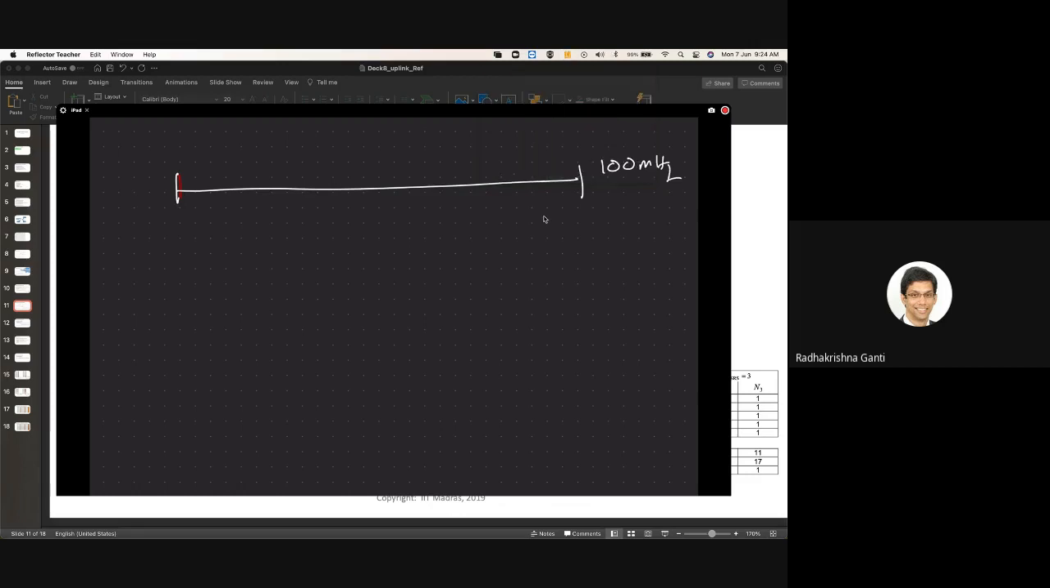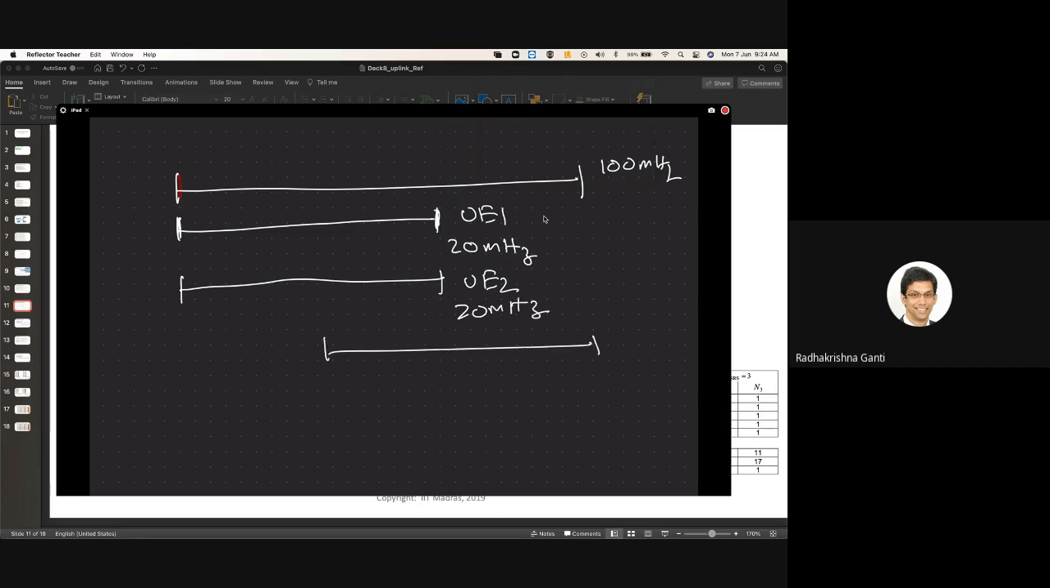In this, a UE might have a bandwidth part. For example, a UE will say that I can support this 20 megahertz. This is the bandwidth part. Similarly, there may be one more UE. This is UE1, this is UE2, which can support 20 megahertz. There is a UE3 which can support this 20 megahertz. Maybe I'm just giving some examples. Okay, this is UE3. Maybe this is 50 megahertz.